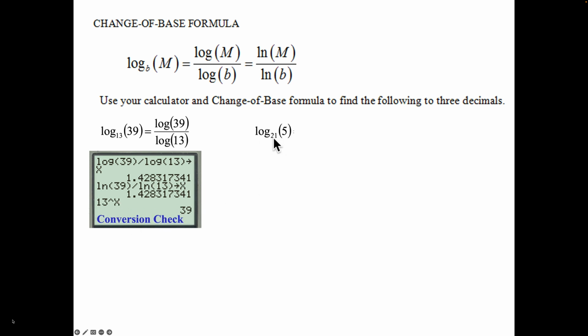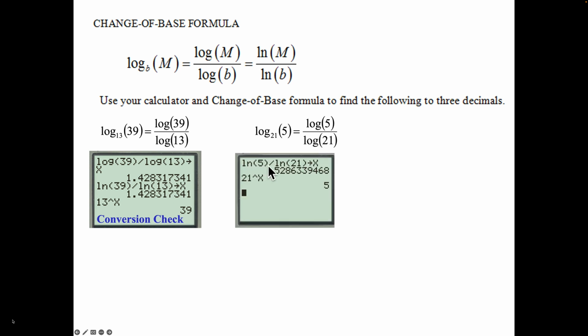If we had log base 21 of 5, all right, use your base change, write it out. It's going to be the common log of 5 on the top, divided by the common log of 21 on the bottom. And again, we'll go to the calculator. I told you I like to use natural logs instead. So the natural log of 5, close the parentheses, divided by natural log of 21, close the parentheses, store it in x. Then take your base 21, raise it to that x power, and sure enough, it equals 5.